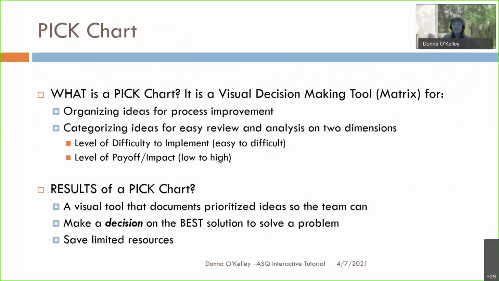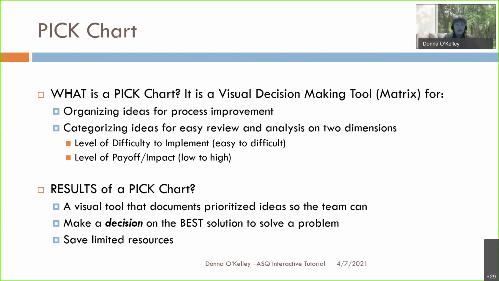So let's start talking about a pick chart. It's one of the simple tools that you might use when you're trying to make a decision or trying to prioritize different options, whether this is in the realm of a quality project, in a quality department at work, or even in your personal or other professional life. So the nice thing about pick charts is that it's very easy to do and it's very easy to understand.